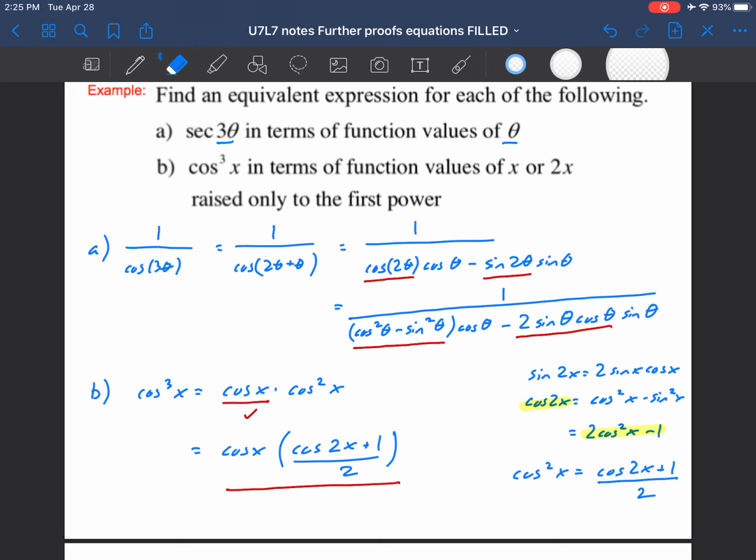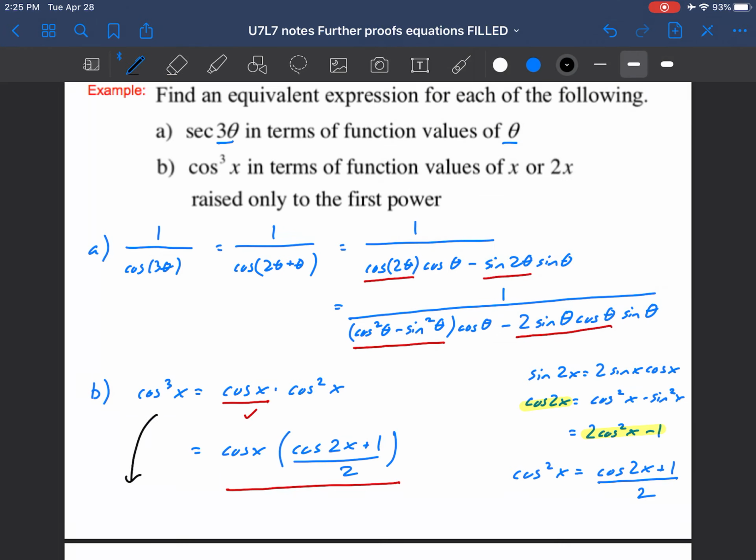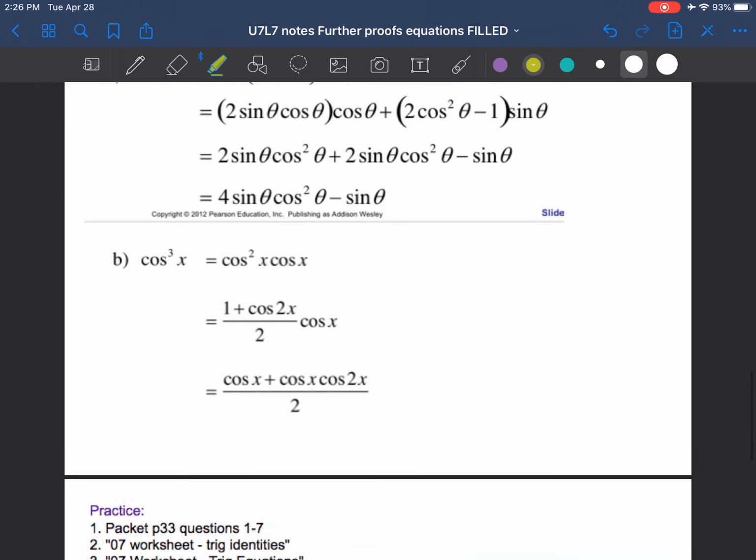An easier answer that doesn't use any trig identities, but is smart, is you could just say, oh, well, this is equal to cos x times cos x times cos x. But I think that's not what we really want. We want you guys working with the identities, so it's probably better to say cos cubed x is equal to cos x times cos 2x plus 1 over 2. All right.